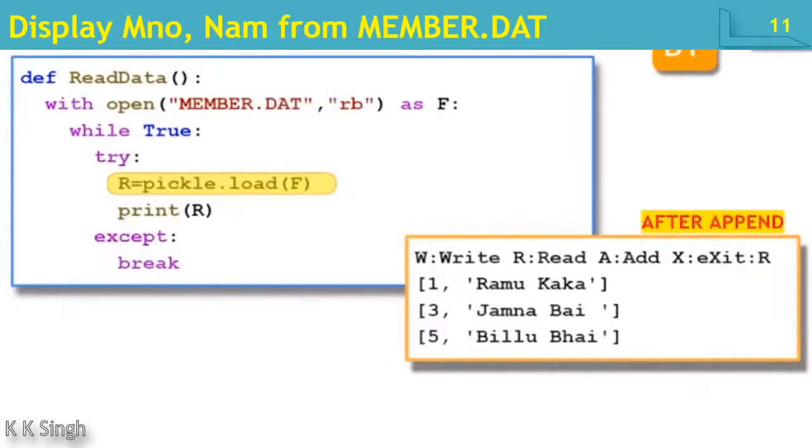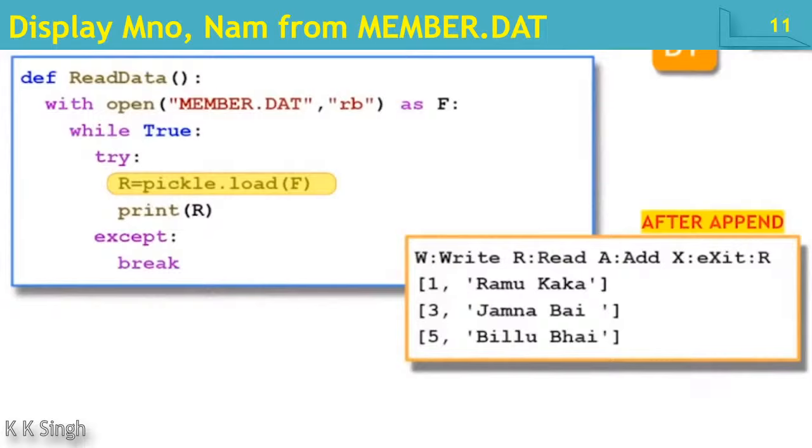So again, display. This time I am going to display the entire information, because on the previous slide I had used mode append AB. It means previously there were only two records, and from the last slide we had added one record, and now the file member.dat will have three records, and those three records I am going to print.